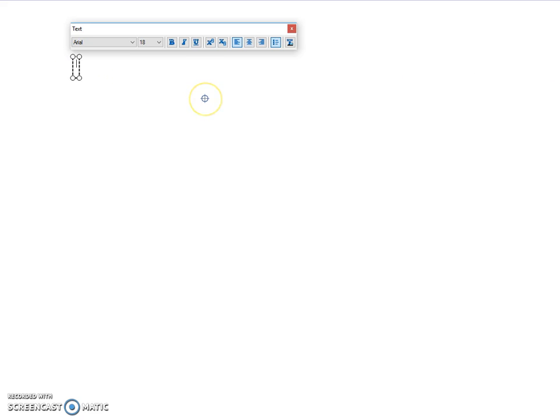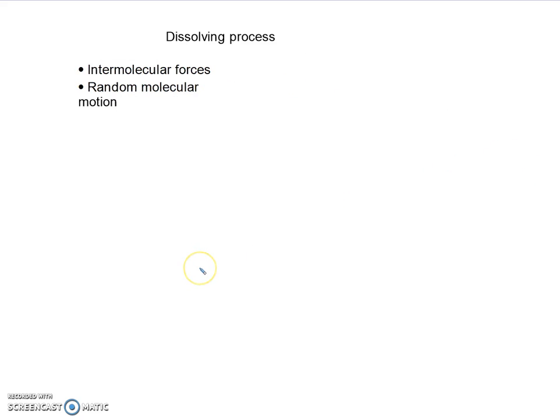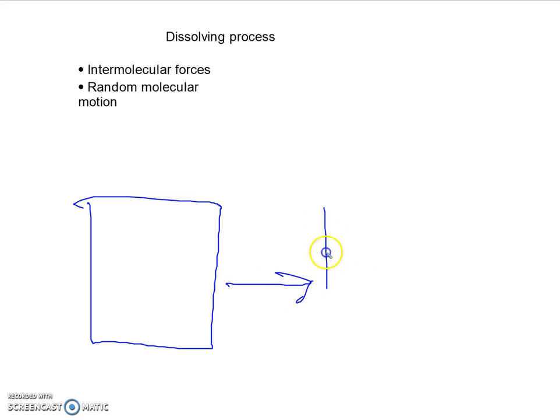Vocab's just half the battle. The other part is actually describing the dissolving process. There are two things you want to make sure you talk about. You want to talk about intermolecular forces, and you want to be able to talk about random molecular motion. Let's just diagram it first, though. I'll do a before and after. We'll just kind of keep it general.